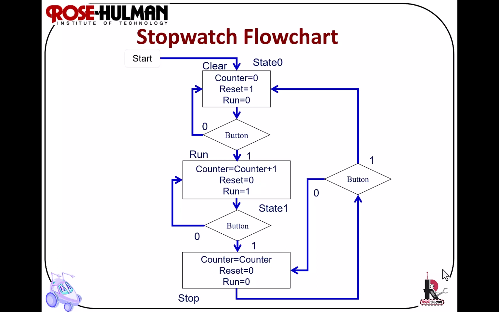No, then you stay in state 1. If it is, then you go to the stop state, and the counter is set to its final value. Reset is 0. Run is 0. And then you make a decision about whether the button is pressed. Again, if the answer is no, then you stay in the stop state. If the answer is yes, then it goes to state 0.